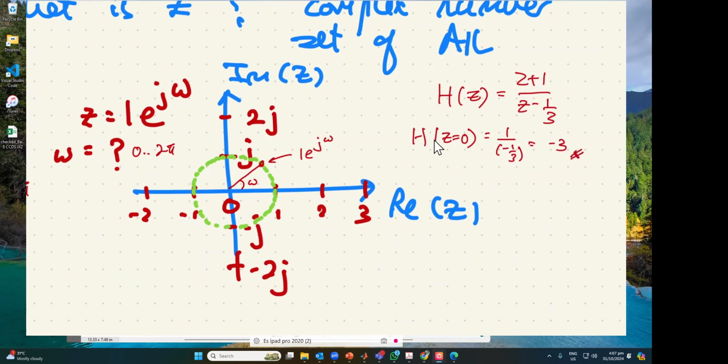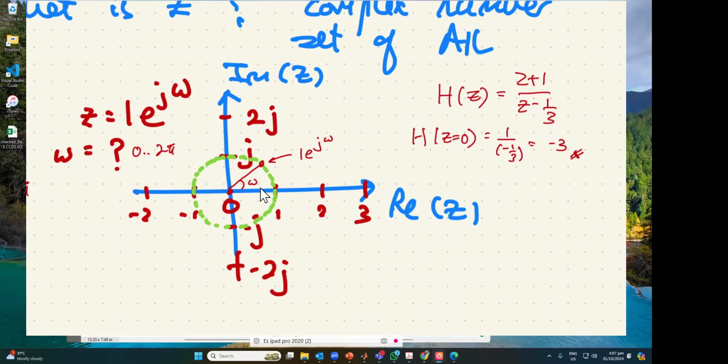So, where is z equals 0? It's here, this point, right at the middle, the origin. So at this point, minus 3 comes out. Actually, minus 3 will go down. You have to think where minus 3 is going. And it's a real number.